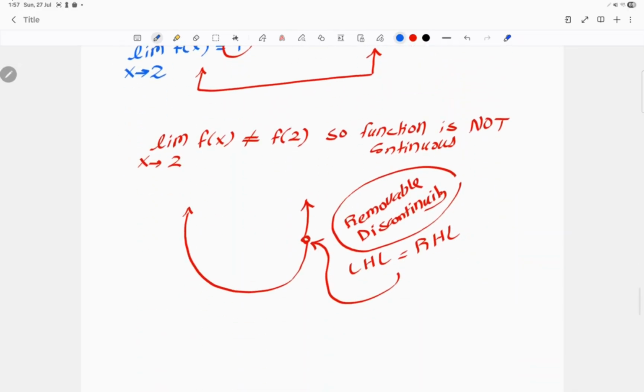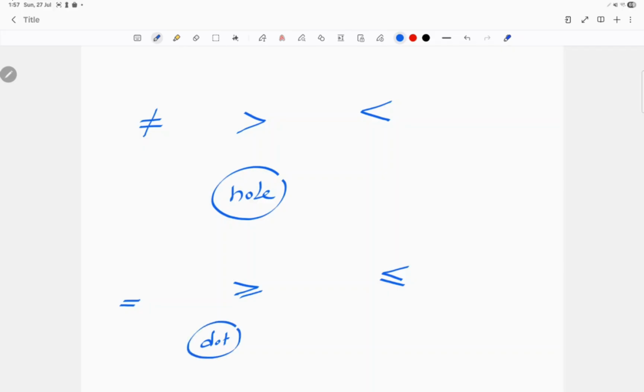If you see not equal to, bigger than, or less than, all of these things will give you a hole. But if you see equal to, bigger than or equal to, less than or equal to, you get a dot. A hole means not defined. Dot means defined. Let's do more.